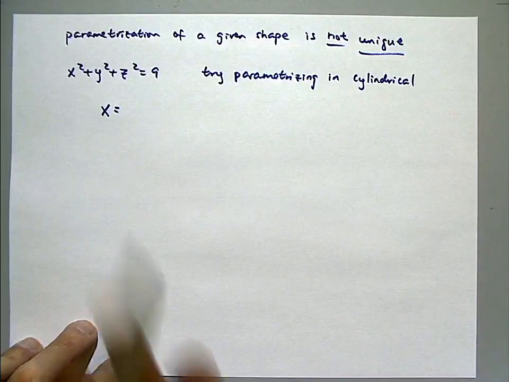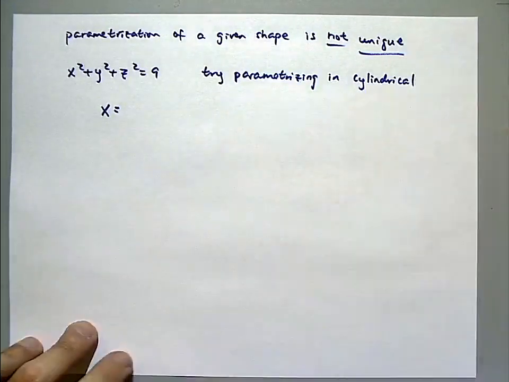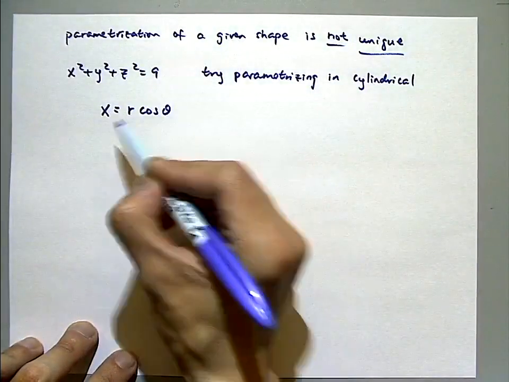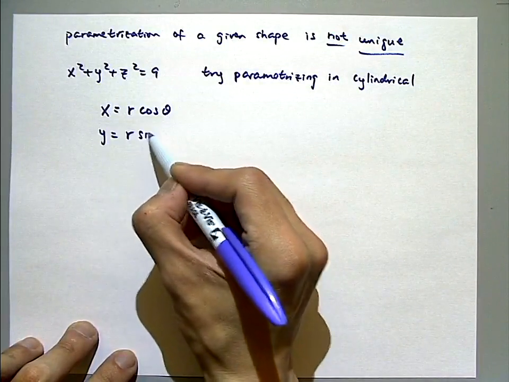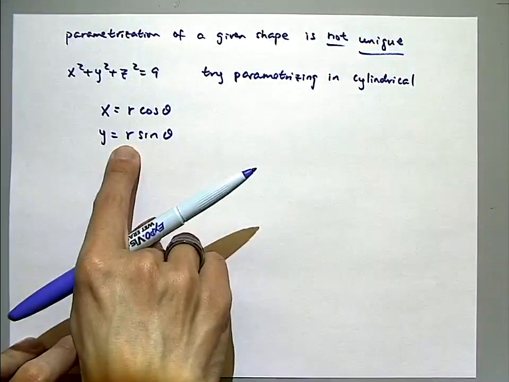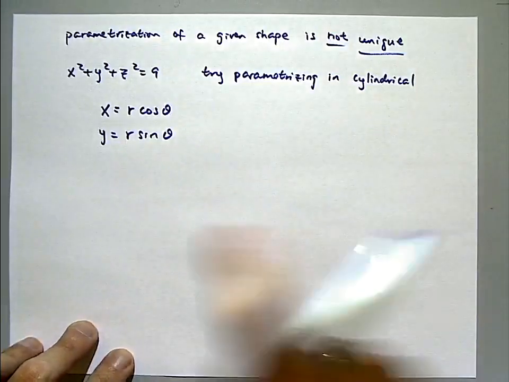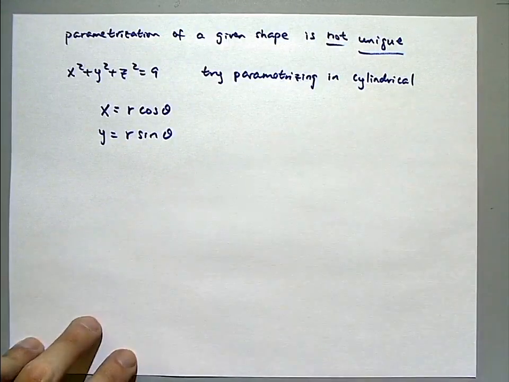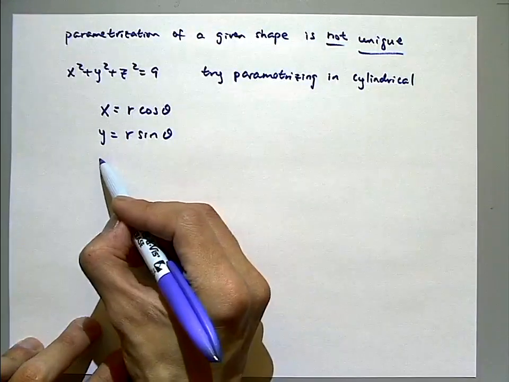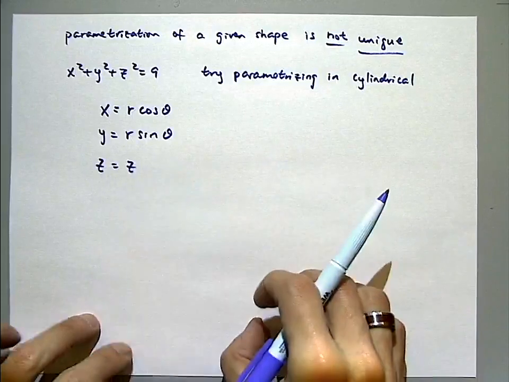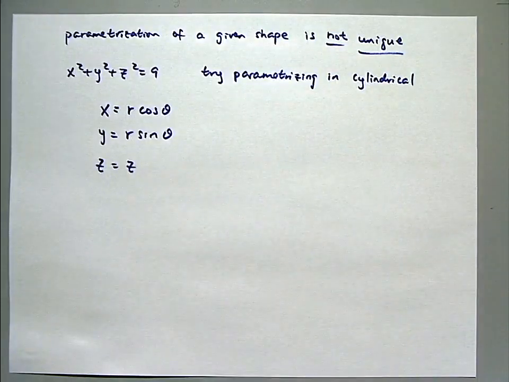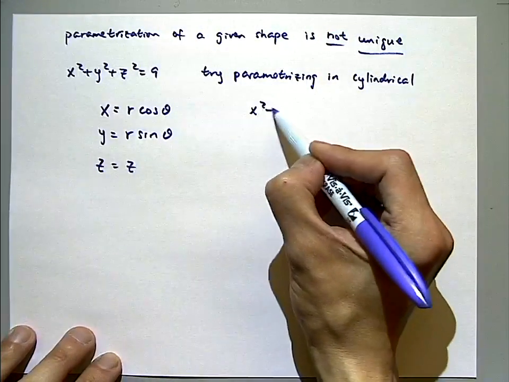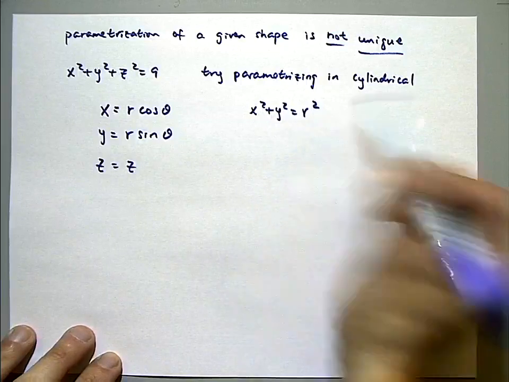Remember, in cylindrical, x and y form the polar coordinate system. So x is r cosine theta, y is r sine theta, and this r is not the same as the radius of the sphere, right? This is just some slice of a sphere perpendicular to the z-axis. And in the cylindrical, z is remaining z. Z stays the Cartesian z. We also remember that x squared plus y squared is equal to r squared.